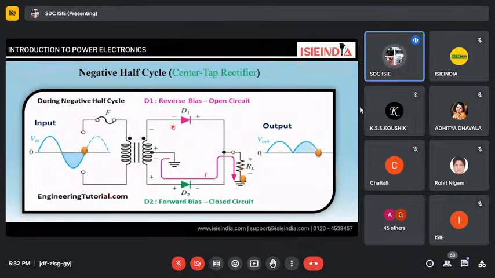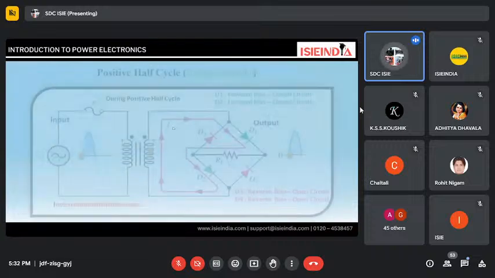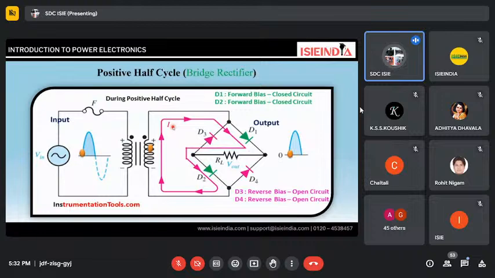But it is more complex compared to the H-bridge rectifier, and we also need to use a center tap transformer, which adds cost. So we use it practically only in some limited appliances. But the bridge rectifier is very widely used, for example in PID controllers, loop controllers, feedback loop or open loop controllers.